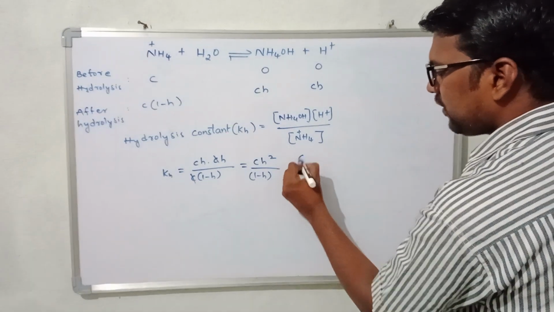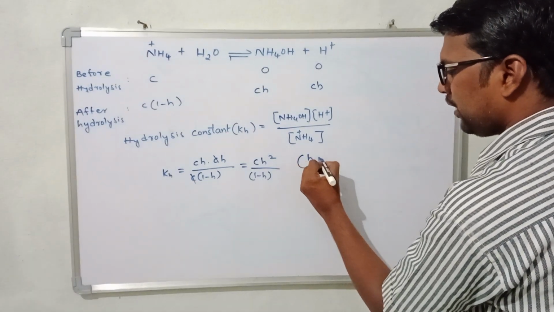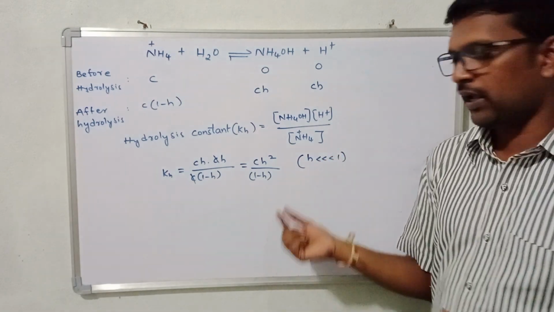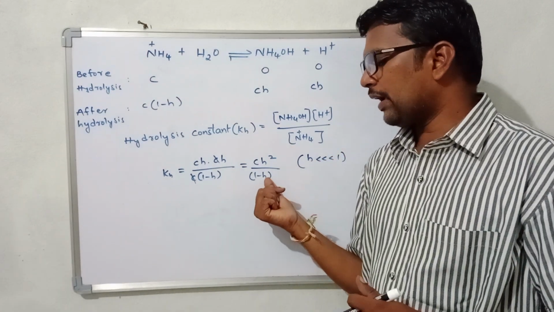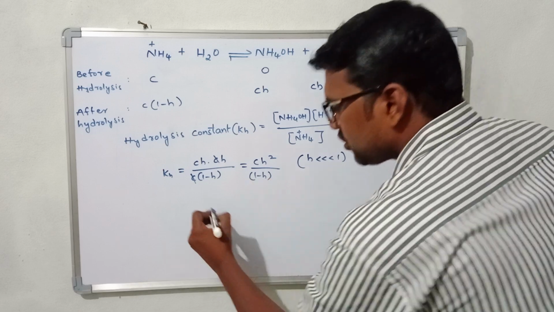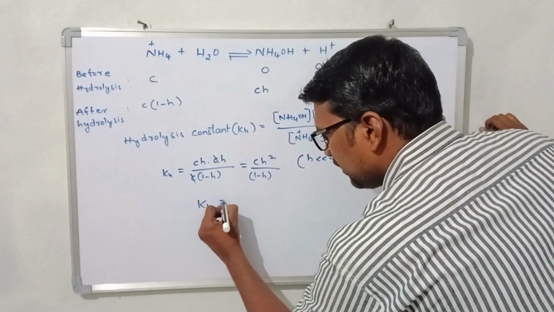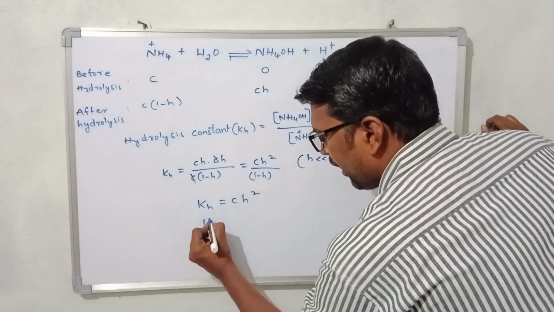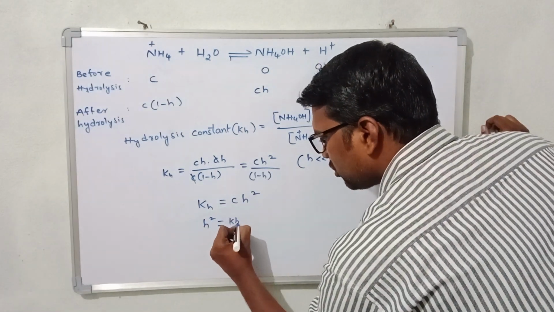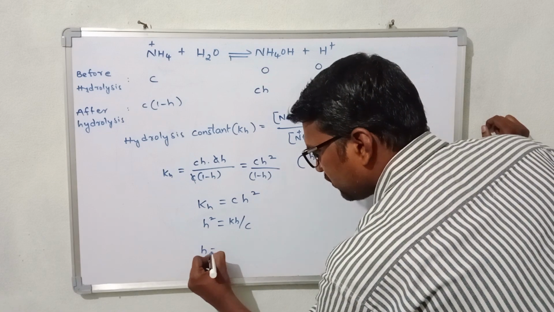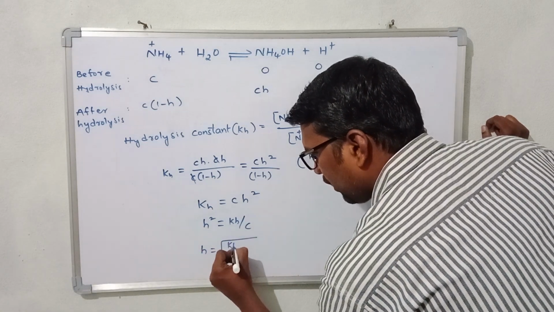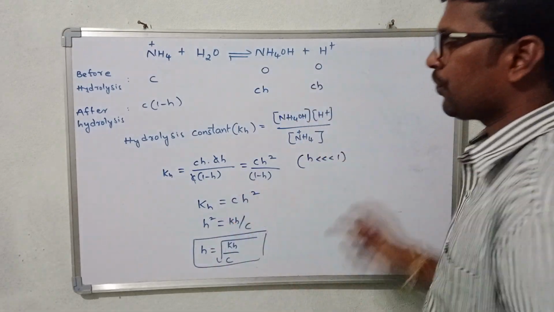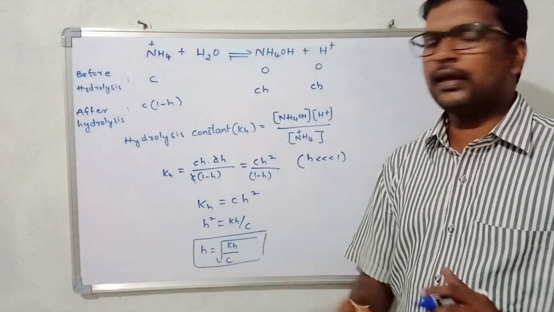When you see the denominator, 1 − h is present, but actually the value of h is always less than 1. That's why within the denominator we can neglect this 1 − h. So we write Kh is equal to Ch², and from this h² is equal to Kh by C, and from this h is equal to under root Kh by C. It is the relation between hydrolysis constant and degree of hydrolysis.